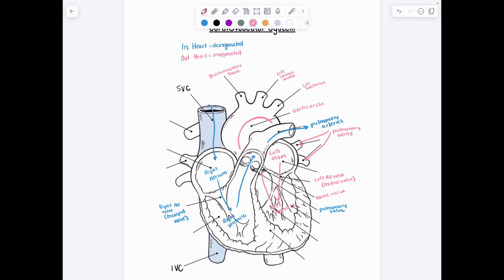So that's the general vibe of the heart. What we're seeing here is the pink things have oxygenated blood, and the things that are blue have deoxygenated blood. There are a few different ways that I draw this out that I will show you in class. But that is the general flow of blood.